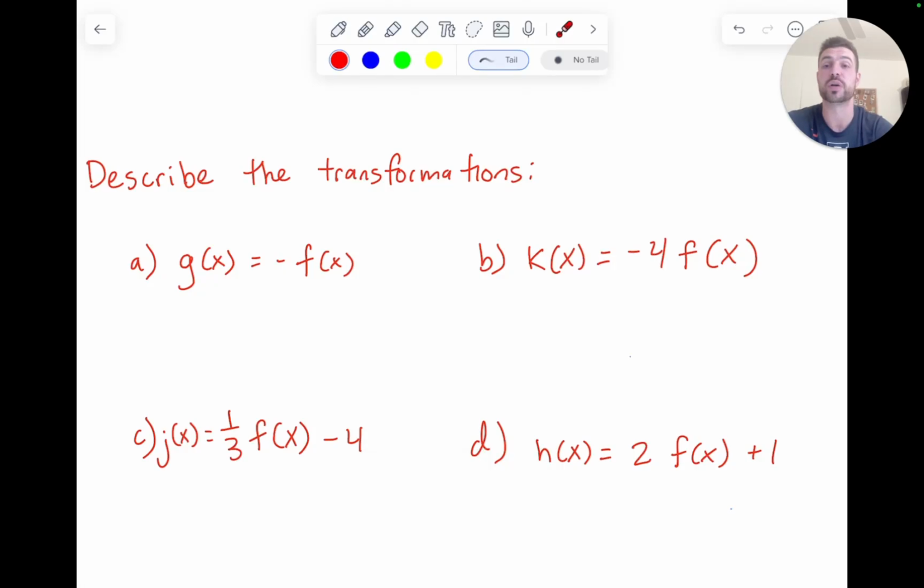Today, what we're going to do is talk about vertical function transformations. To start, it's usually a little bit challenging because we see all these letters and equations and we don't really know what a lot of it means.